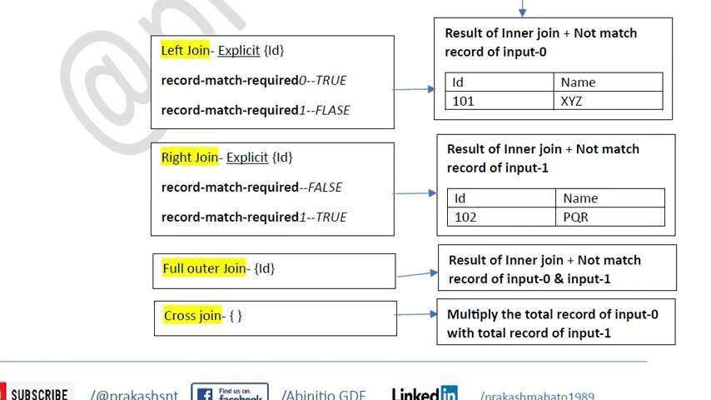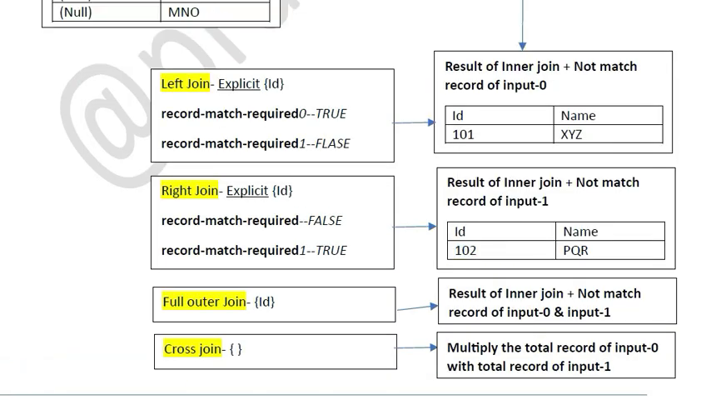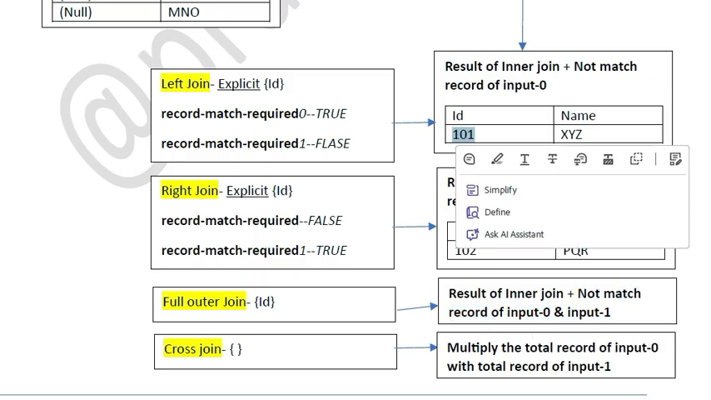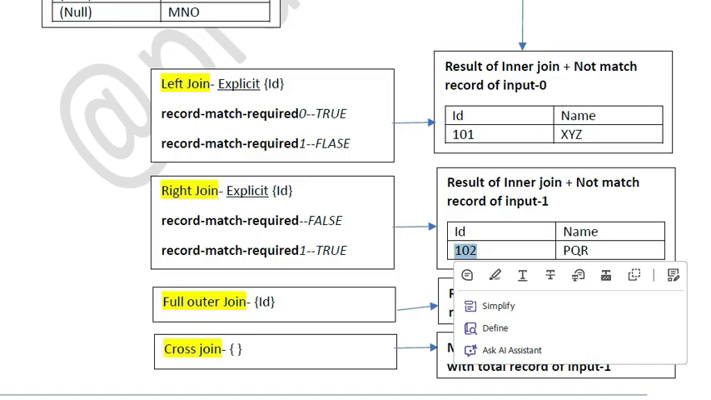And full outer join will be like inner join plus the not-matched records of input 0 and input 1. Both of these records will also become part of your full outer join.